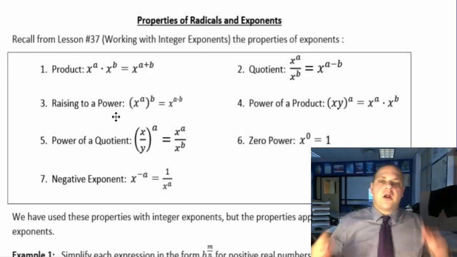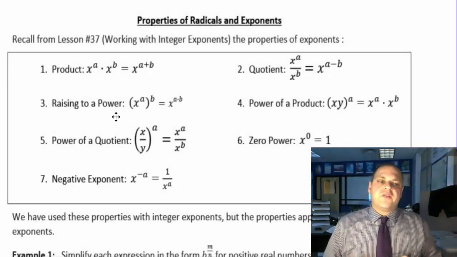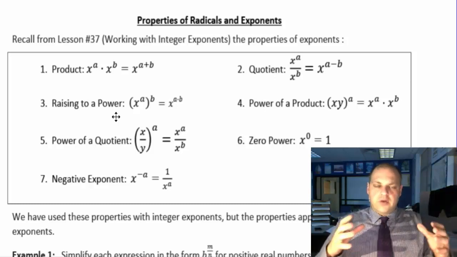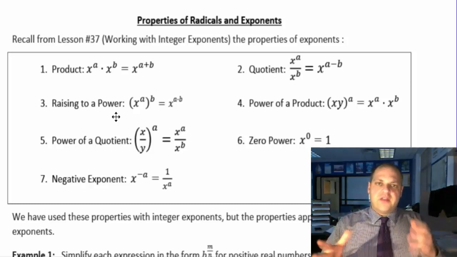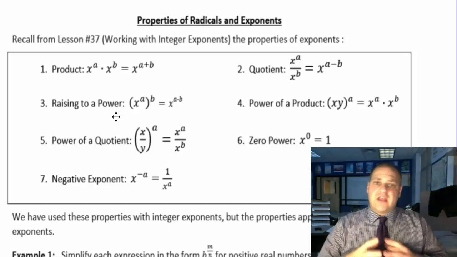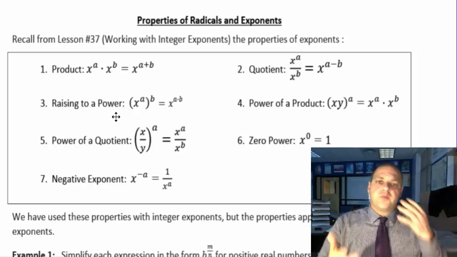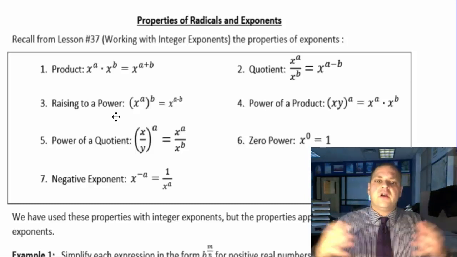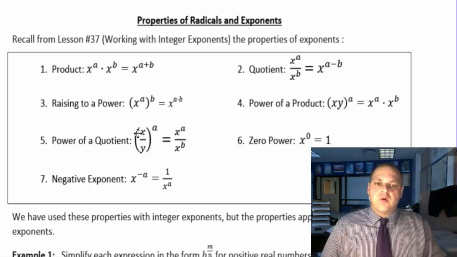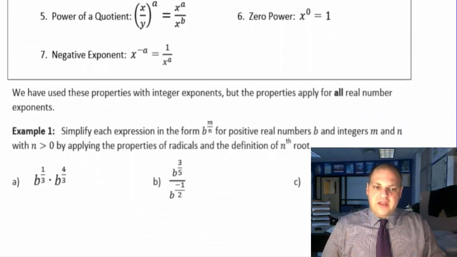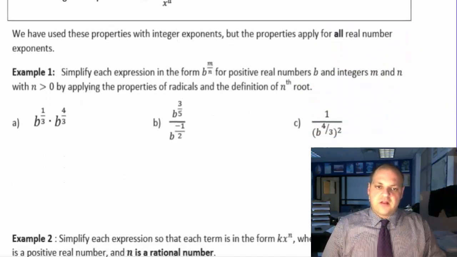All right, recalling our properties of radicals and exponents. This lesson, we're going to use what we learned in lessons 38 and 39, and we're going to do everything together. So we're going to see rational exponents, fractional exponents, everything. So here we go. We're going to use our properties of radicals and exponents in this lesson.